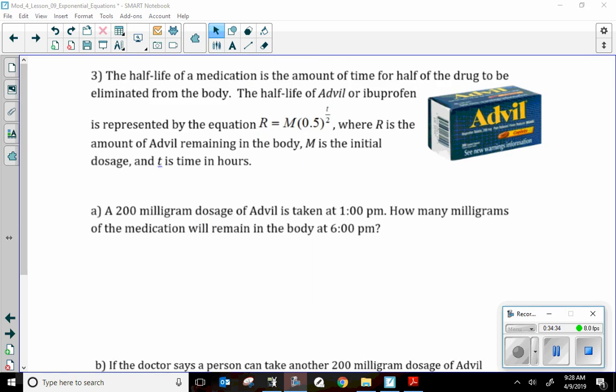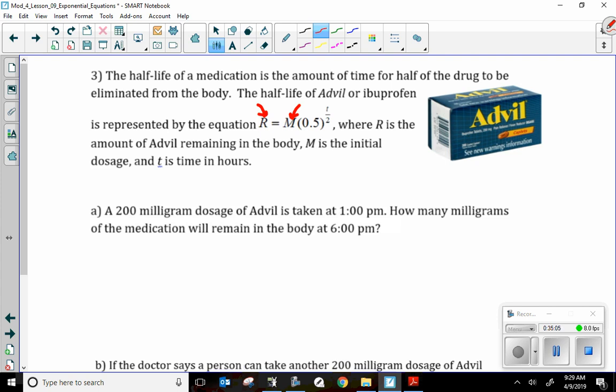Last one, and you guys have been doing really well. Hang with me here. I know we're over the 30-minute mark. The half-life of medication is the amount of time for half of the drug to be eliminated from the body. The half-life of Advil, or ibuprofen, is represented by this equation here. What's remaining in the body, my initial dosage, times 0.5 raised to the t over 2, where r is the amount of Advil remaining, m is the initial dosage, and t is time in hours.